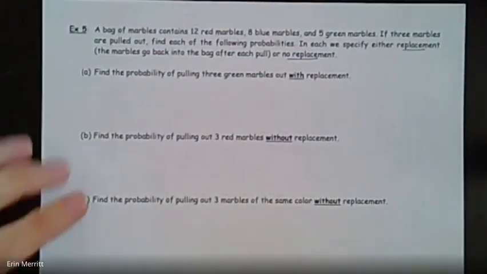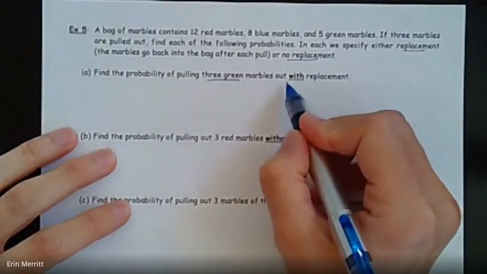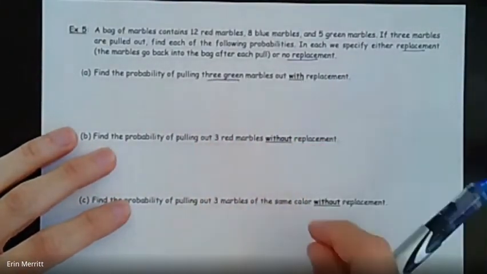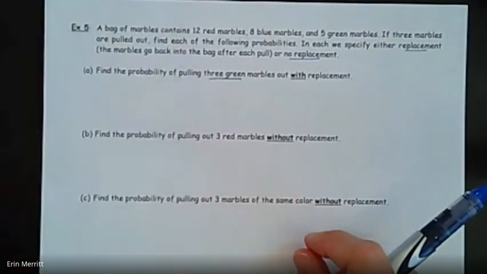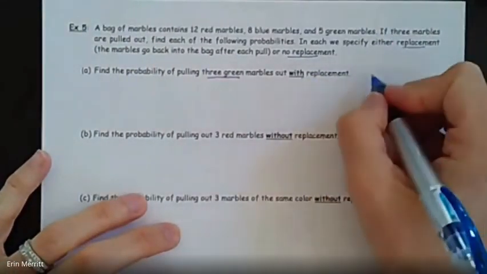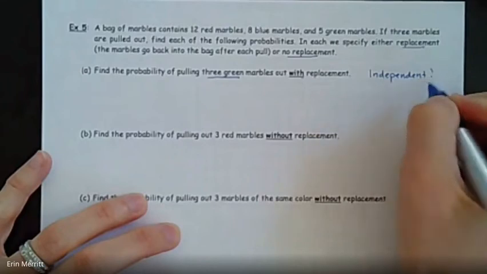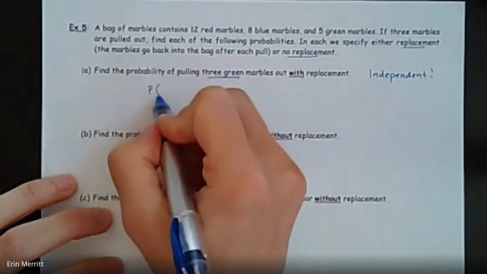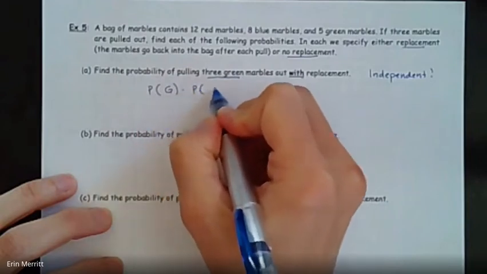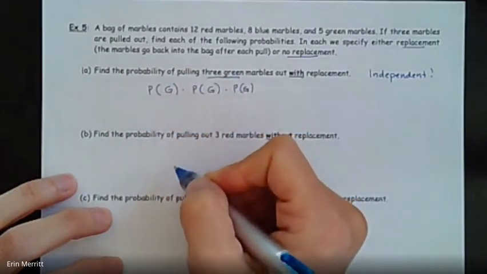So it says find the probability of pulling 3 green marbles with replacement. So you pick it up, you're like, hey, look, it's green. You put it back in. So this next time you go to pick out another marble, the probability isn't going to change. So because you're replacing it, that means that they're independent. All right. So that means when we want 3, you're just going to take the probability of green, probability of green, probability of green, and the probability does not change one bit.